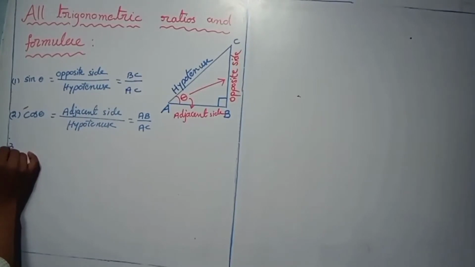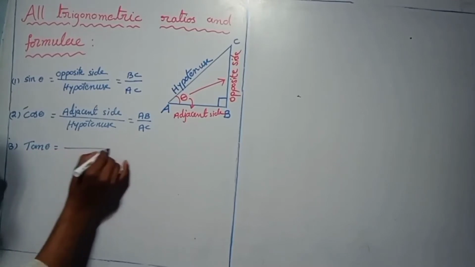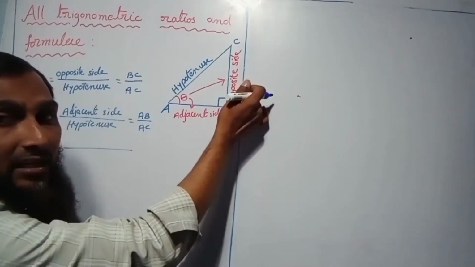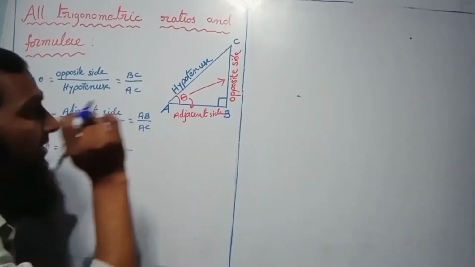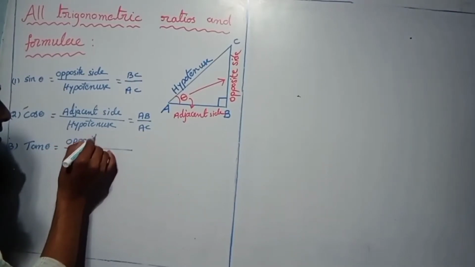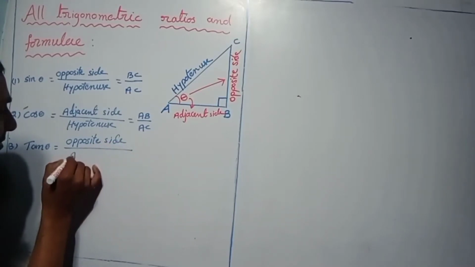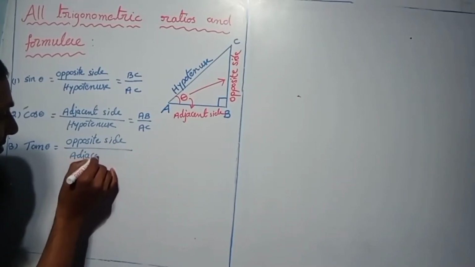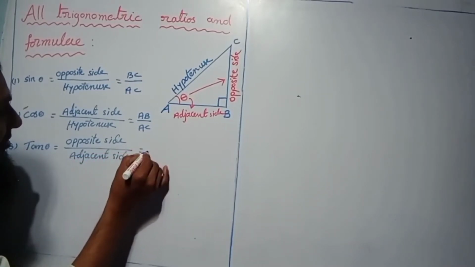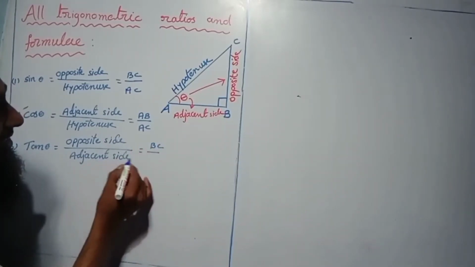Okay, third one, tan theta. The ratio of the opposite side to the adjacent side is called tan theta. So what is the opposite side? Opposite side means BC. And what is the adjacent side? Adjacent side means AB.